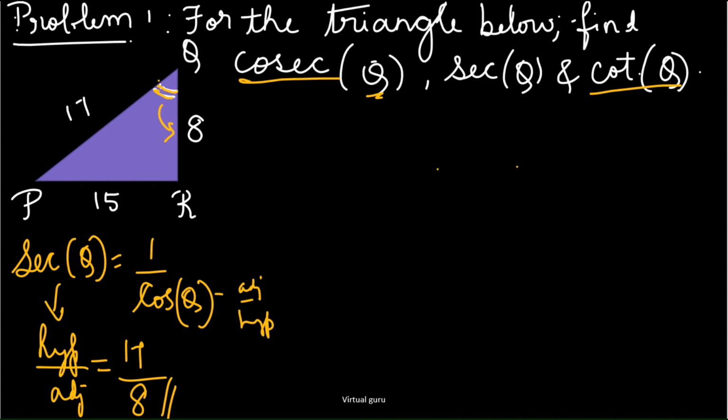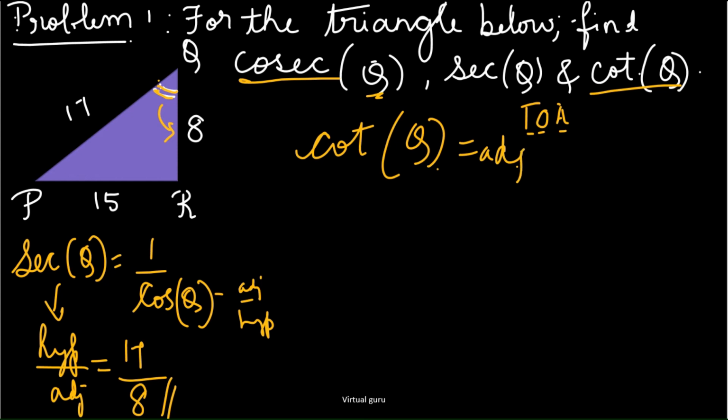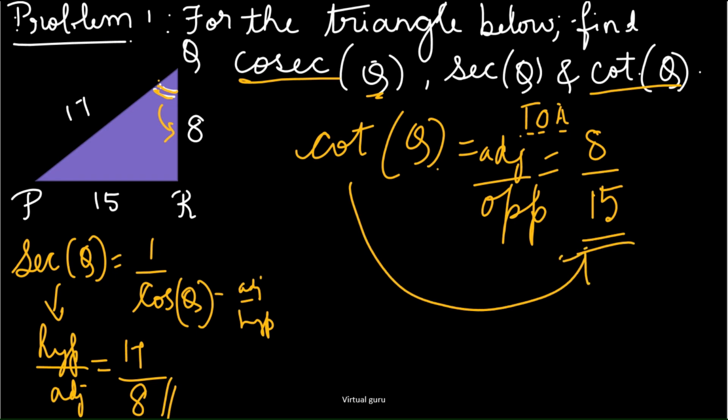Moving on, finding cot of Q, that is cotangent of Q. Cotangent of Q is nothing but the reciprocal of tangent. Tangent, I have said this, is nothing but opposite by adjacent. So cotangent will be adjacent by opposite. Adjacent of Q is 8 and the opposite is 15. So cotangent of Q will be 8 by 15. This is how we have to solve. This is just the initial, students. So this is how we'll proceed for this type of sums.